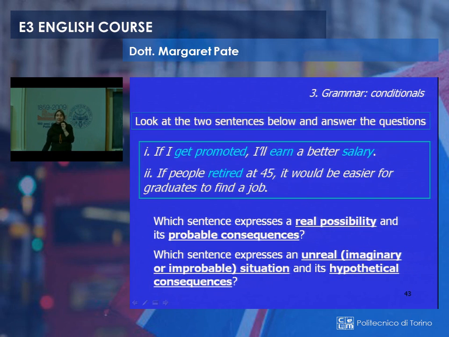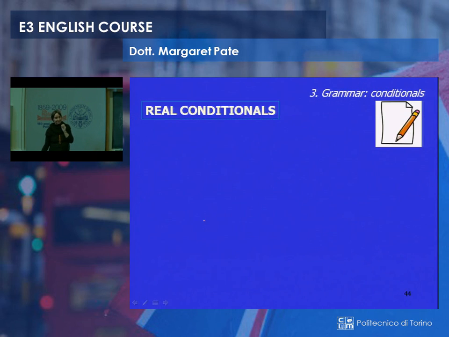So the real possibility is sentence 1, absolutely. If I get promoted, I'll earn. If people retired at 45, well, as we all know, it's not very probable that people will retire in the future at 45. So sentence 2 is an unreal or imaginary situation.